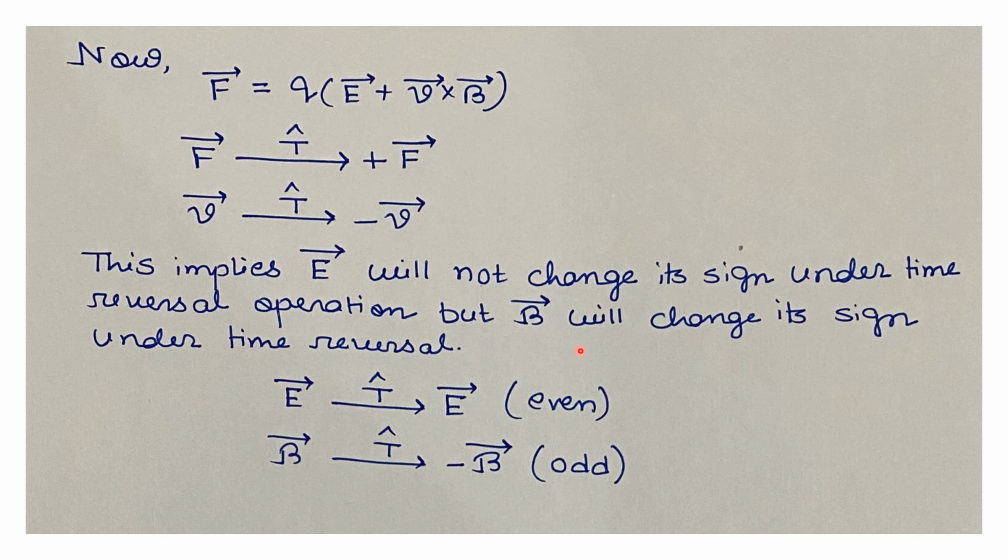So the magnetic field vector will change its sign because here v is also changing its sign under time reversal operation, and the magnetic field also changes its sign under time reversal operation, and both of these in the cross product will become positive under time reversal operation. That means force will not change its sign. So what we have learned: the electric field vector doesn't change its sign under time reversal operation, so it is even under time reversal operation, but the magnetic field vector changes its sign under time reversal operation, so it is known as odd under time reversal operation.